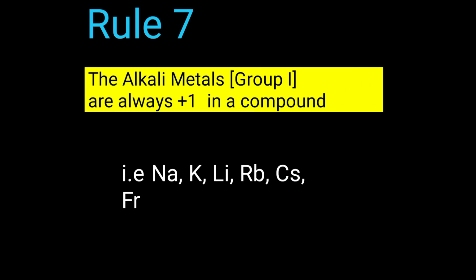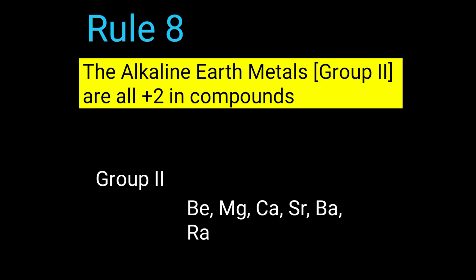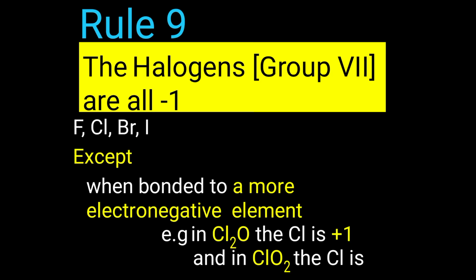Rule 7. Alkali metals are always plus 1 in a compound. We know alkali metals always show plus 1. In NaCl, NaF, any compound you take with alkali metals, the charge of the alkali metal will be plus 1. Similarly, for alkaline earth metals, it will be plus 2.